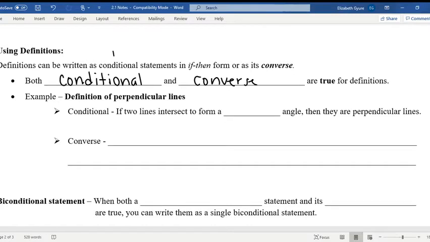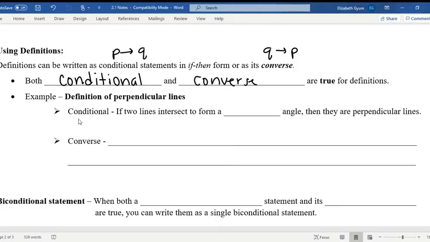So remember, our conditional is if P then Q, and our converse is if Q then P. That's because definitions are true no matter what order you write them in. They're a definition, right? They're a fact. So for example, perpendicular lines. We defined that, I think the last section, like 1.4 or something like that.